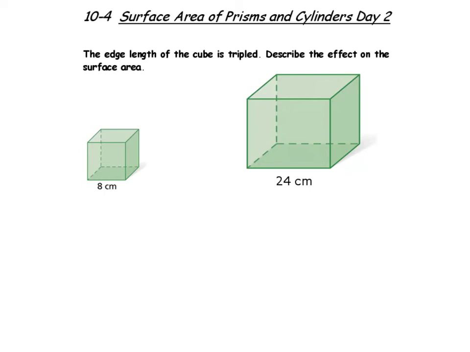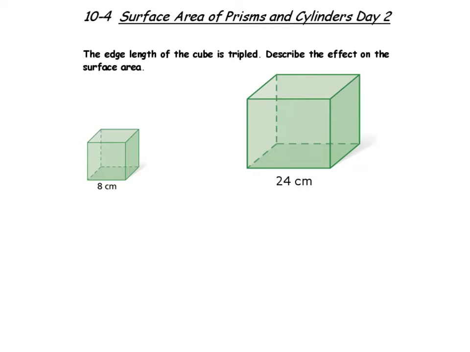All right, so for 10-4 day 2, we're going to continue talking about our solids, specifically prisms and cylinders, but we're going to go about it just like we did in 9B when we talked about changing the dimensions. So it says the edge length of a cube gets tripled.